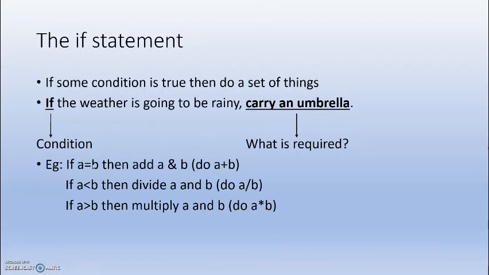For example, let us take two variables A and B. This is an example: if A is equal to B, then add A and B. So what is the condition over here? The condition is that A needs to be equal to B, and then what is required is to add A and B. Then similarly, if A is less than B, then divide A and B. So the condition is A less than B, and what is required is to do A by B. And if A is greater than B, then multiply A and B. So the condition is of course A greater than B, and what is required is to do A into B.